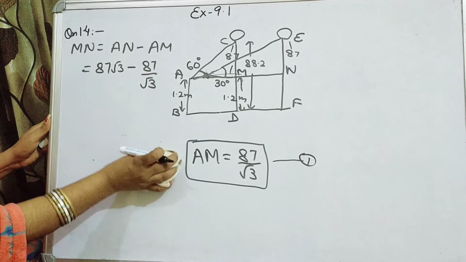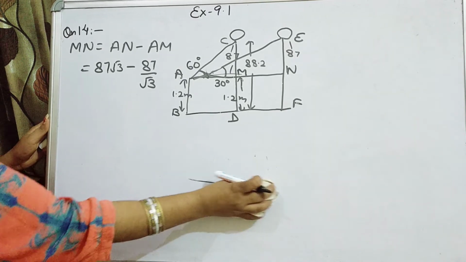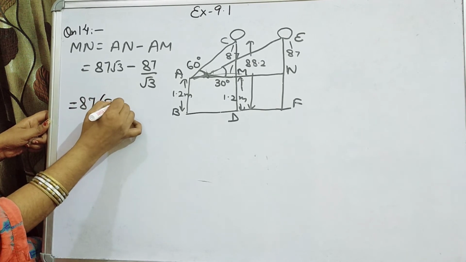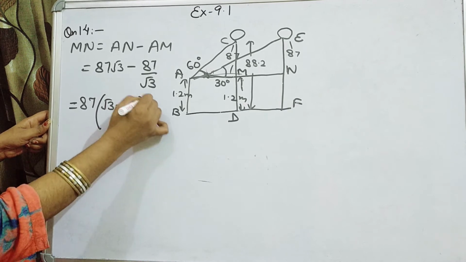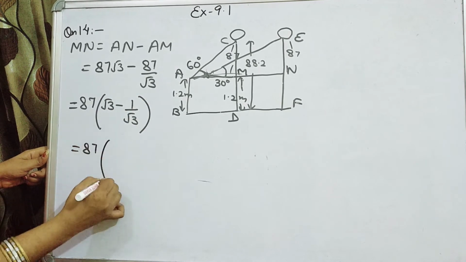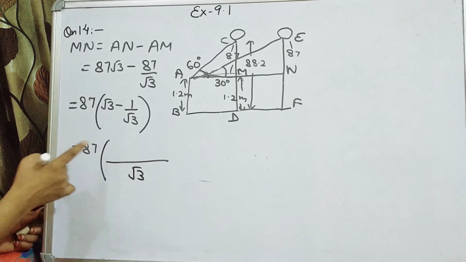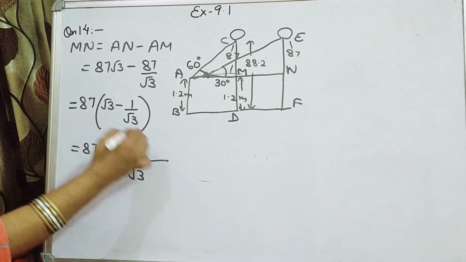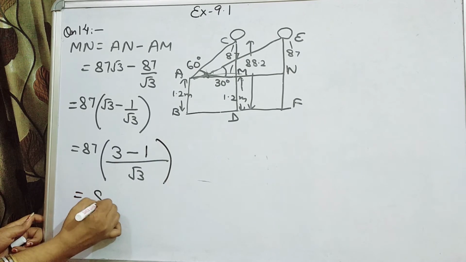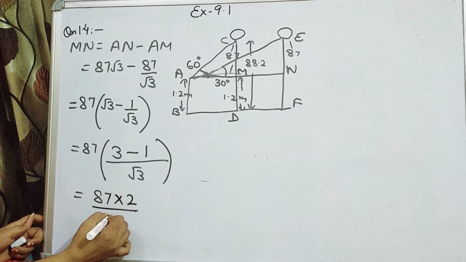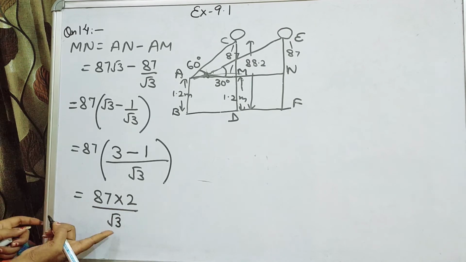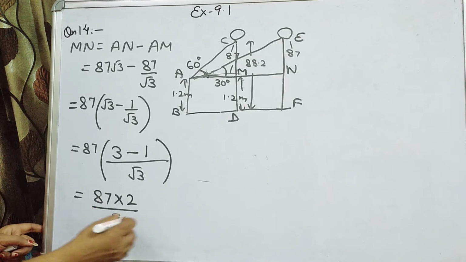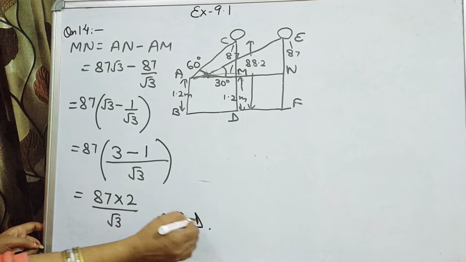Before taking LCM, you can see that there is a common value here, and the common value is 87, and inside the bracket you get root 3 minus 1 upon root 3. Now you can take the LCM, and the LCM will be root 3. Root 3 into root 3 is 3, this will cancel out with this root 3, and we'll get 1. So ultimately we have 87 into 2 by root 3. But you can see that there is an irrational number in the denominator, so we have to rationalize the denominator.